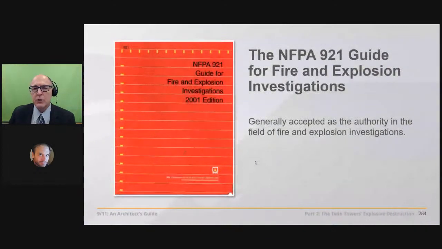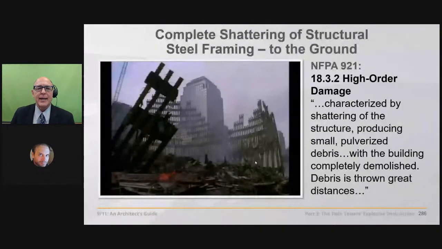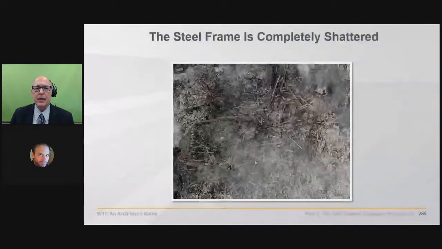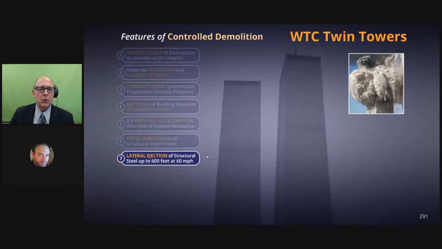Well, the National Fire Protection Association Guide 921 for Fire and Explosion Investigation says, look for the effects of explosions, shrapnel effects, high-order damage, characterized by the shattering of the structure, producing small pulverized debris with the building completely demolished, debris thrown great distances. Well, that's exactly what we have at the World Trade Center towers, as you can see, with the individual columns broken up one from the other in their original 37.5-foot lengths, shipped and hauled away.